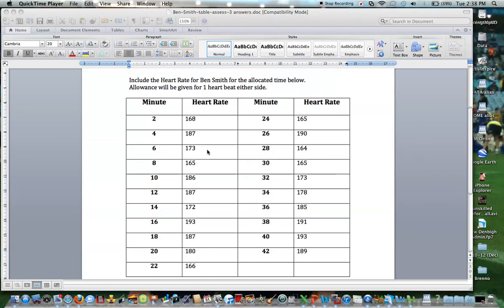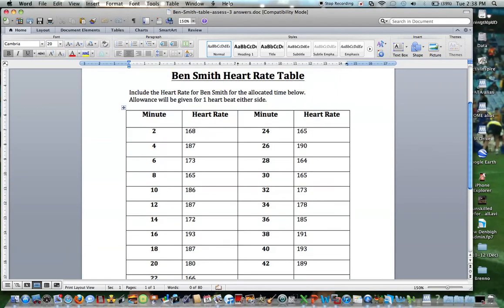For our recent assessment, which is assessment 3, looking at the heart rate of Ben Smith. This is just the graph that students were given, and they need to fill in the heart rate based off the table they were given, based off the graph that they saw for Ben Smith's heart rate during a game of rugby league. And the allowance we gave was for students to be one heartbeat either side of what we've come up with as our answer.